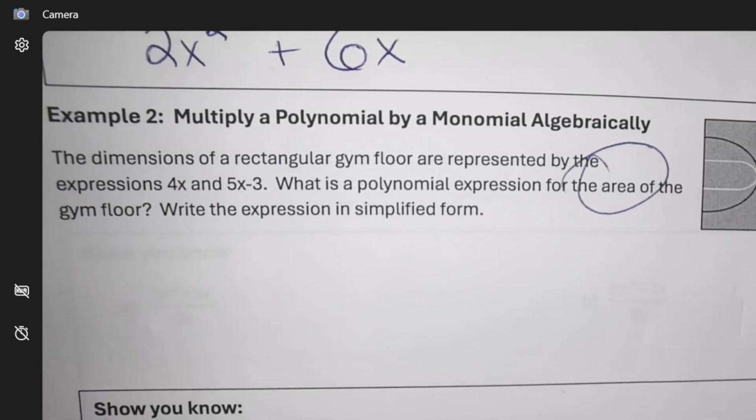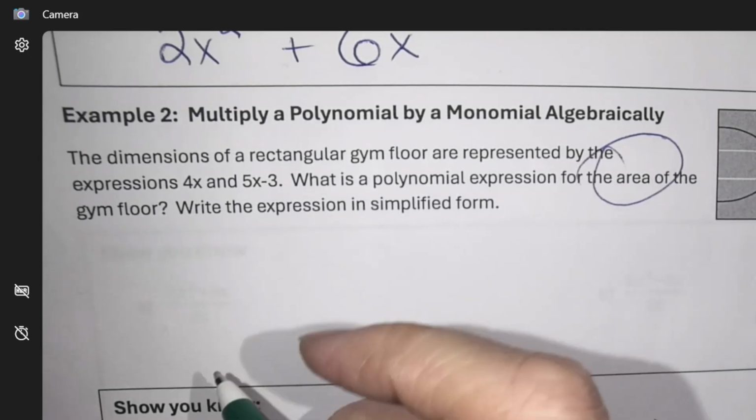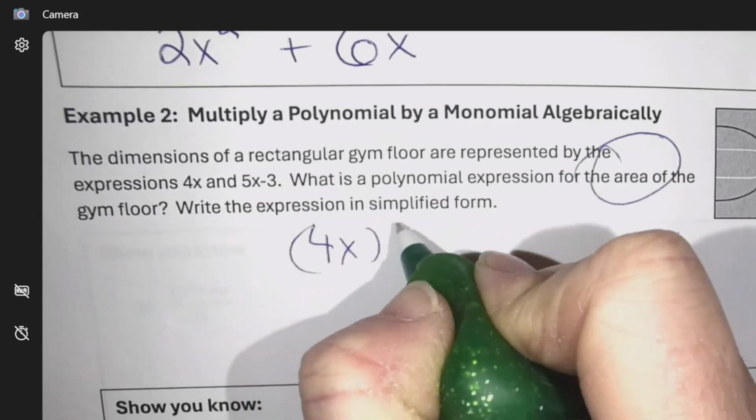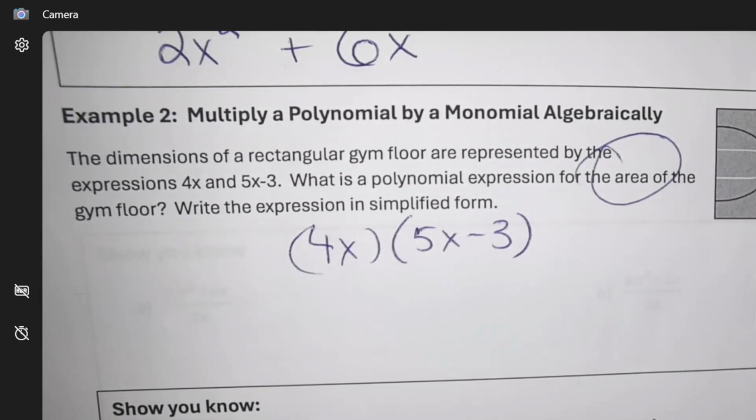Okay, area of a rectangle. So give me an expression. What do you do for area, again, of a rectangle? Length times width, multiply. There we go. We got the multiplying of the sides.